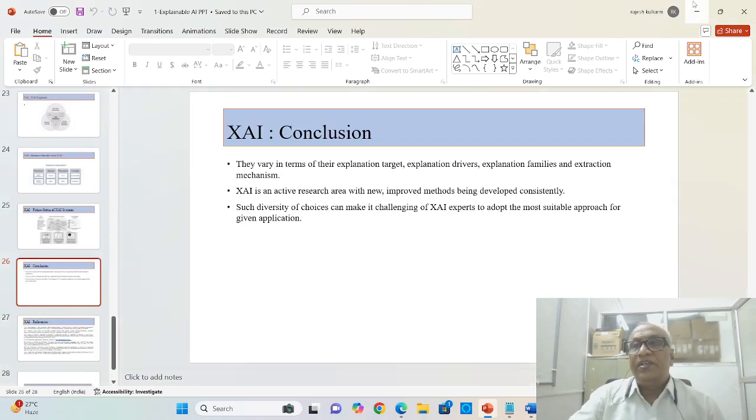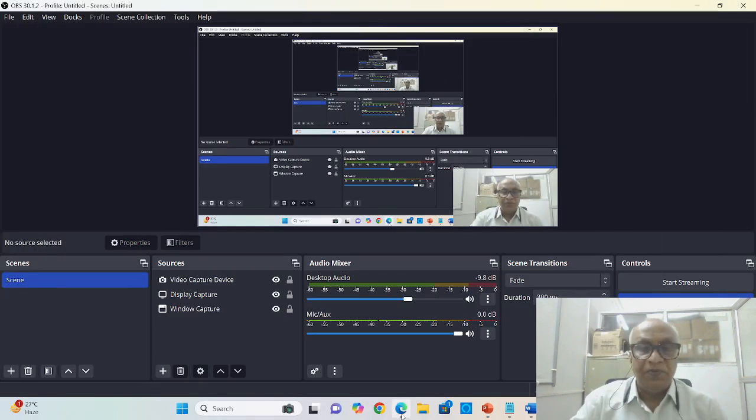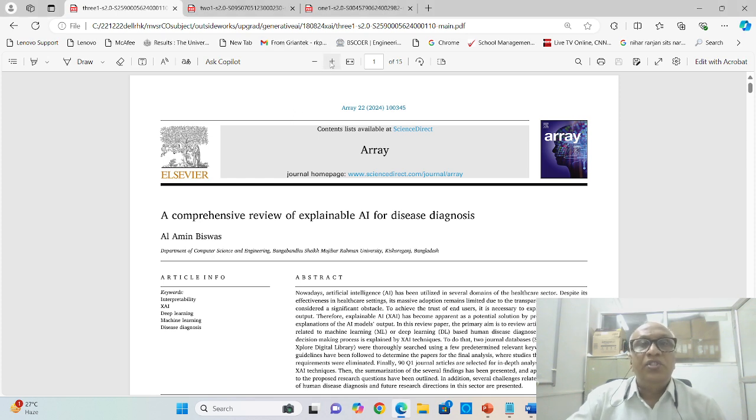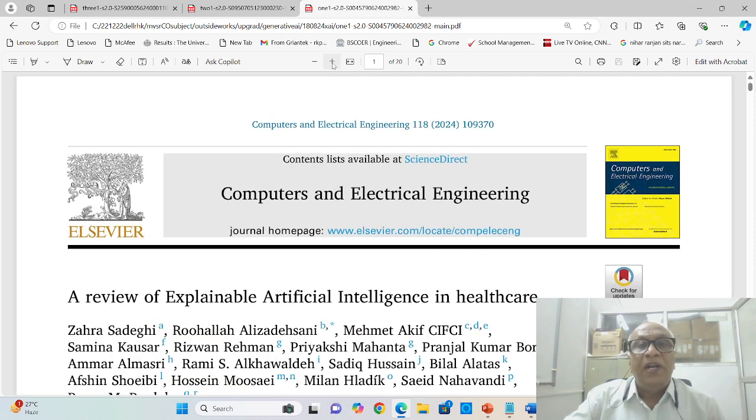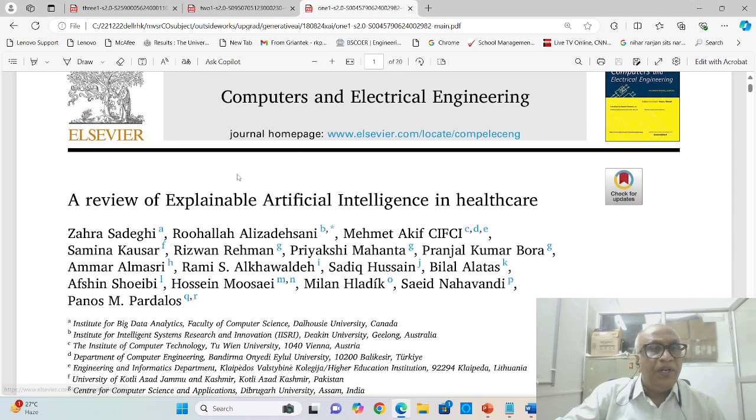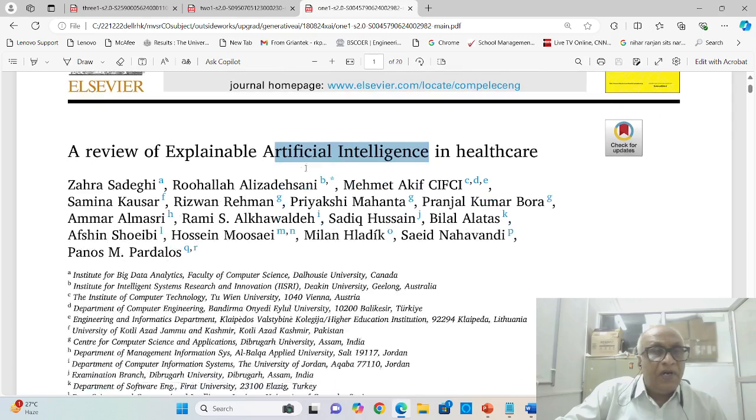So what we'll do today is we'll check few research papers, and using those research papers we'll be connecting explainable AI topic and its application in the healthcare domain. So the first paper I'll be referring is this paper titled "A Review of Explainable Artificial Intelligence in Healthcare." This is an Elsevier paper, and these are the authors: Zara, Wala, Rizwan, Rami, Hussain, and all of them.